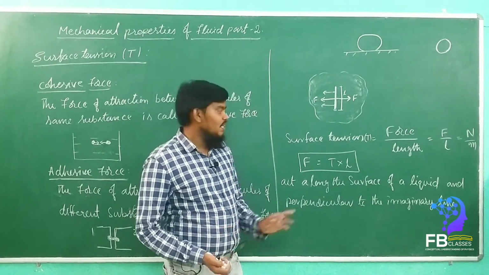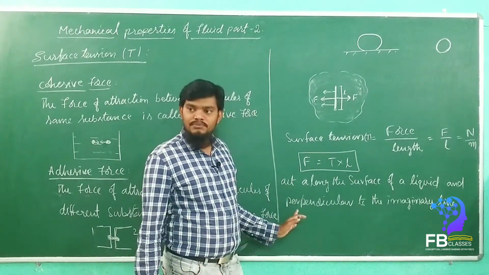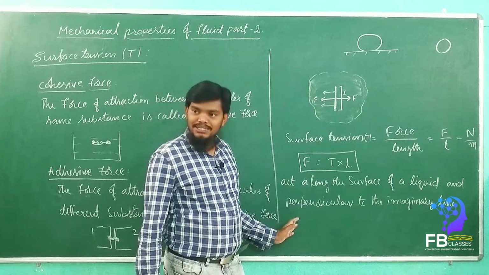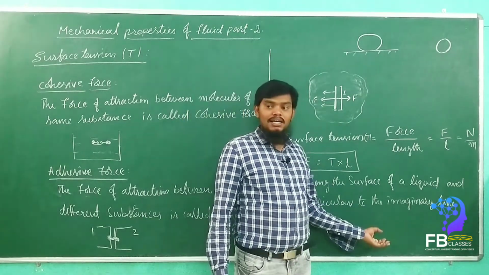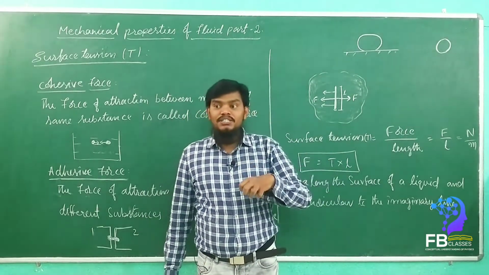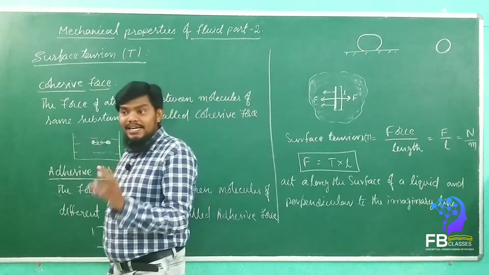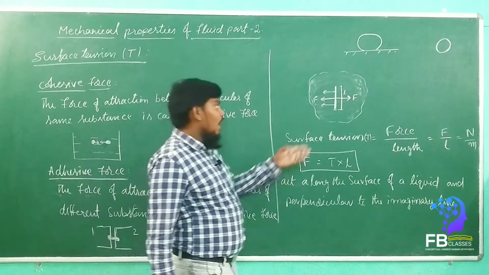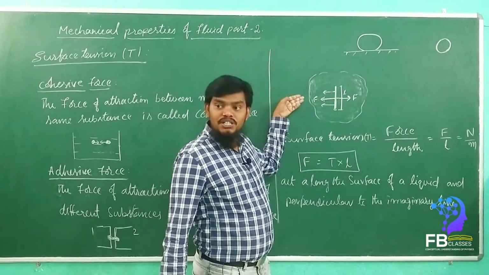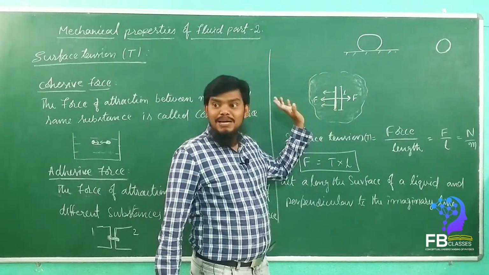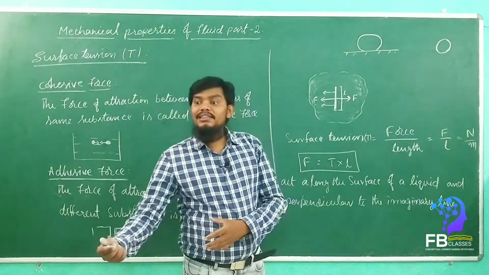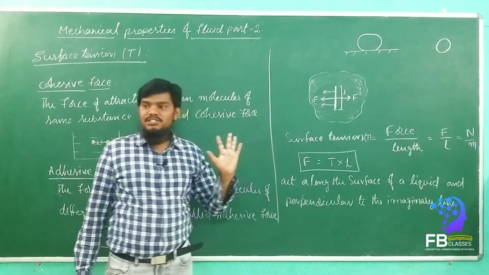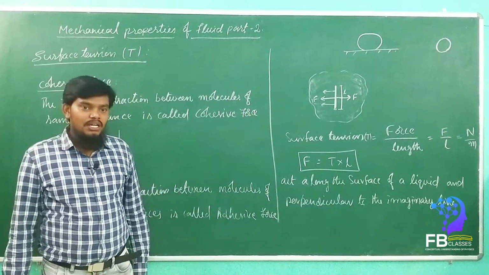It says that surface tension is defined as the force acting on the imaginary line along the liquid surface, perpendicular to the imaginary line, per unit length. It is called surface tension. That is the first definition.